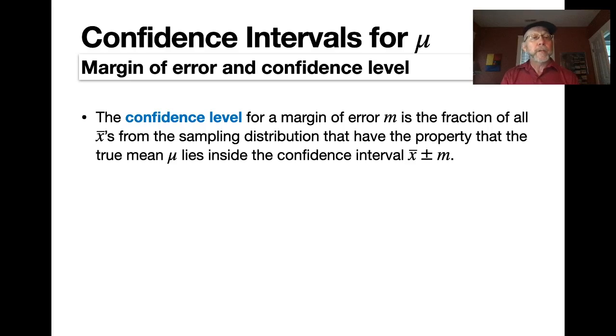Well, that's related to a second idea called the confidence level for the confidence interval. The confidence level for a margin of error m is the fraction of all x bars from the sampling distribution that have the property that the true population mean mu lies inside the confidence interval from x bar minus m up to x bar plus m. So the confidence level of a margin of error is that fraction of the time where the true mean lies within the confidence interval.